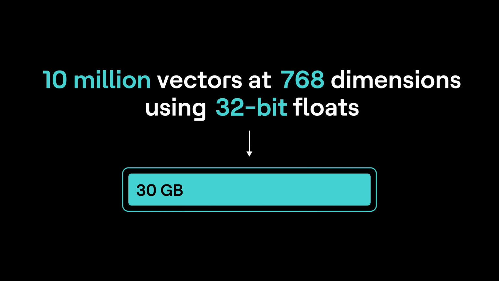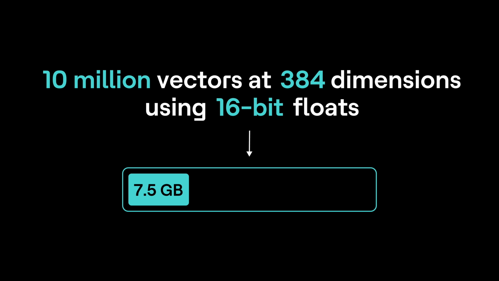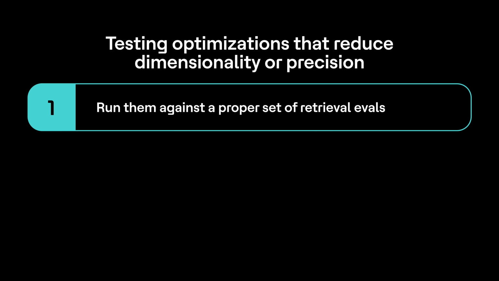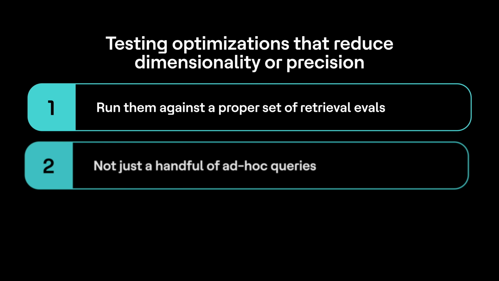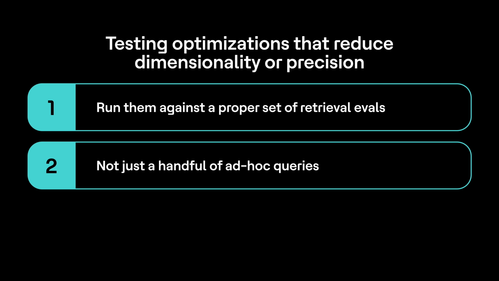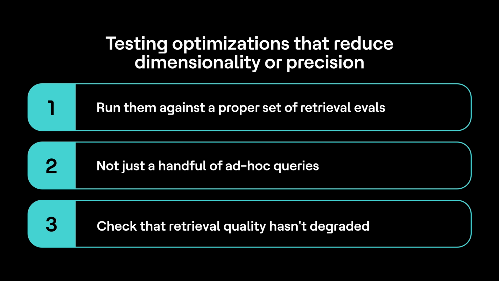You could cut the embedding dimensionality in half, say from 768 to 384, either by choosing a smaller embedding model or one that supports multiple dimensions using Matryoshka training. Then, by dropping the precision of each vector value from 32-bit to 16-bit, storage falls to roughly 7.5 gigabytes. When testing optimizations that reduce dimensionality or precision, make sure you run them against a proper set of retrieval evals, not just a handful of ad hoc queries, to check that retrieval quality hasn't degraded.